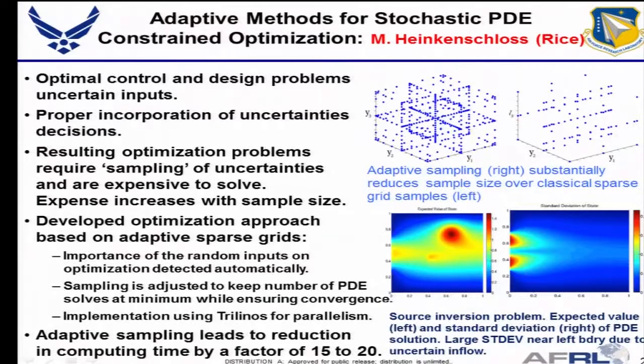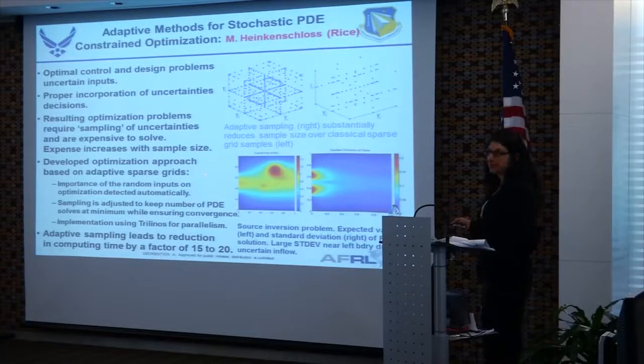So the idea here is that since you're trying to do some sort of optimization of your technique, for example, here was a source inversion problem, the optimization problem requires sampling of uncertainties, right? So you want to use these sampling methodologies in order to solve this. But this expense is going to increase with sample size, right? So what you try to do is use this idea of adaptive sparse grids.